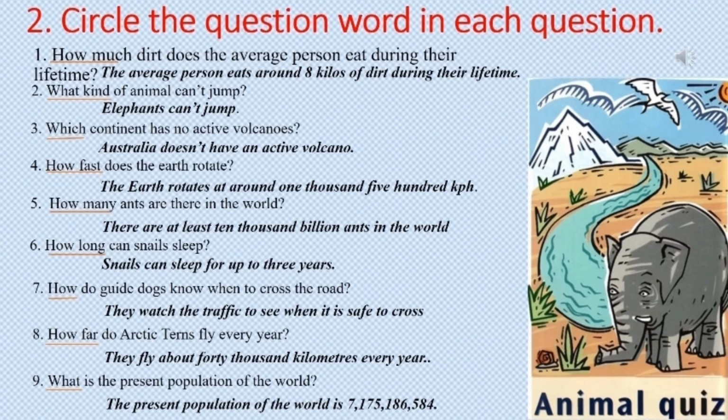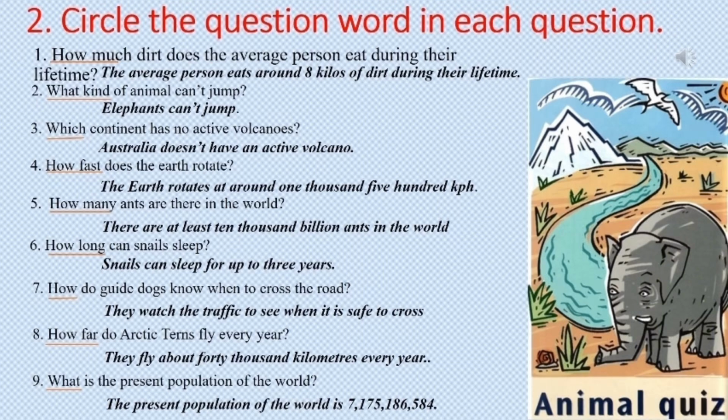Question 1. How much does the average person eat during their lifetime? Is how. Question 2. What kind of animal can jump? Is what. Question 3. Which continent has no active volcanoes? Which. Question 4. How fast does the Earth rotate? How. Question 5. How many ants are there in the world? Is how. Question 6. How long can snails sleep?